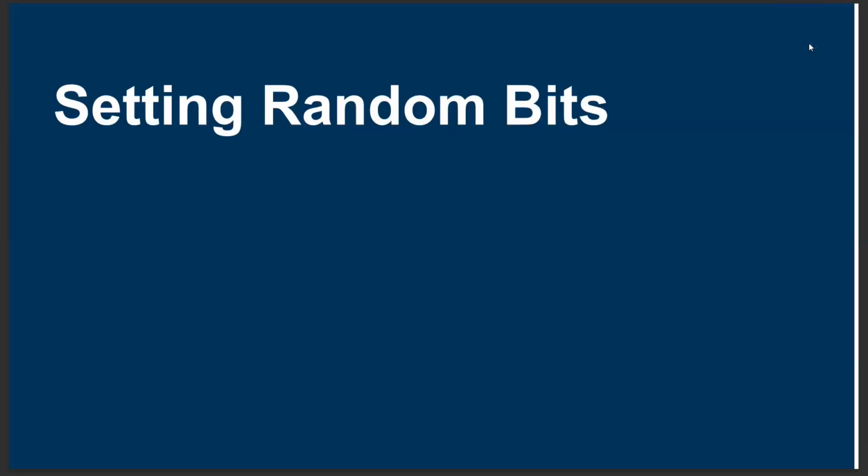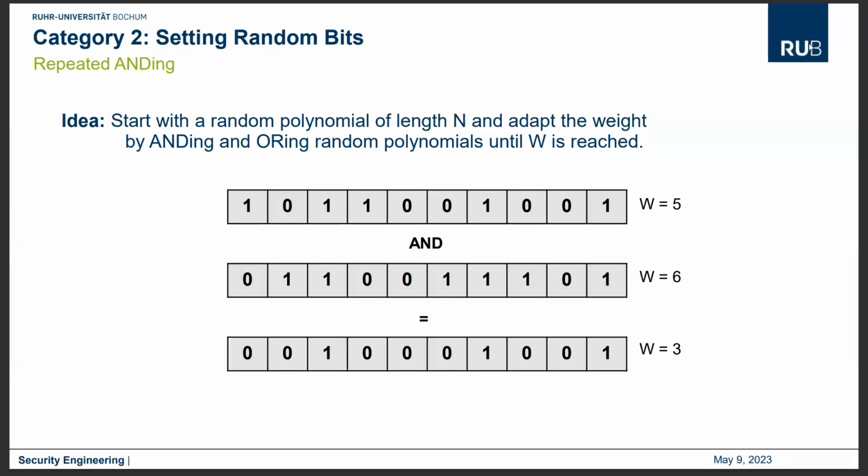The next method is setting random bits, the repeated ANDing method. The idea is that we start with a random polynomial of length n, and then we adapt the weight by ANDing or ORing random polynomials until our desired weight W is reached. We make use of the observation that when we AND two random bit strings, the weight can only decrease, not increase. And if we OR two bit strings, it can increase but not decrease. So we make a clever combination of this ANDing and ORing to get to our desired weight.